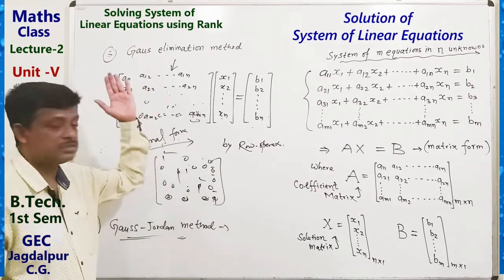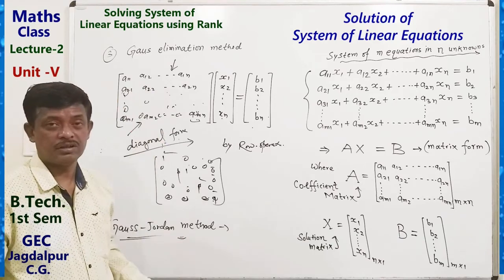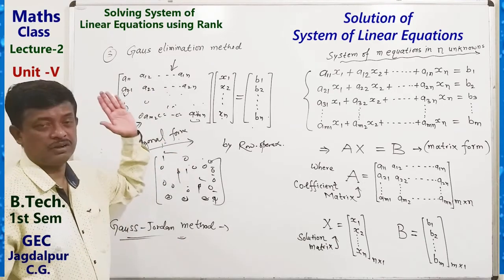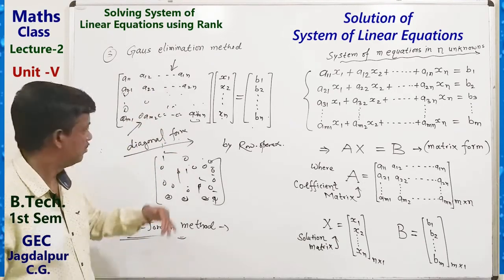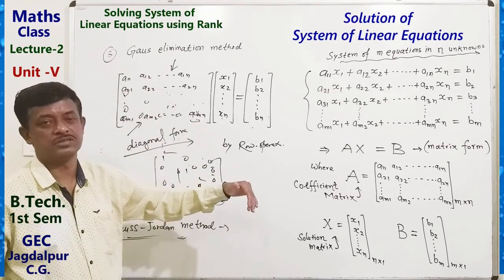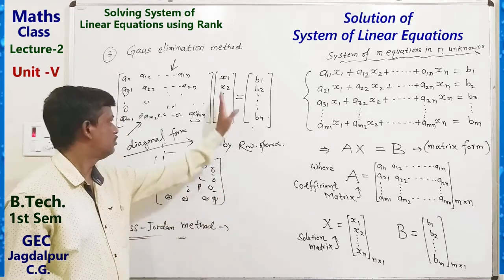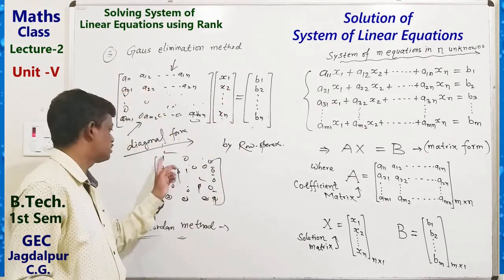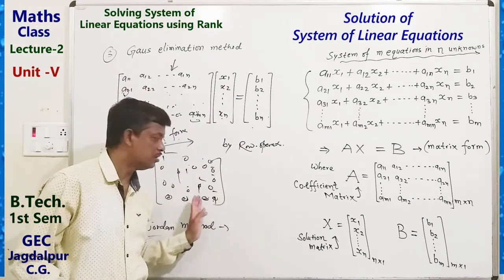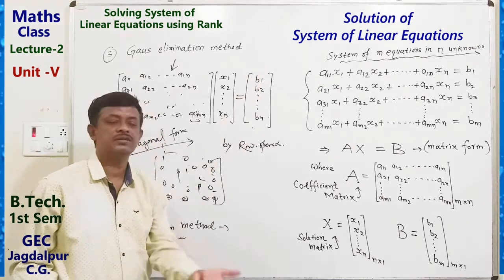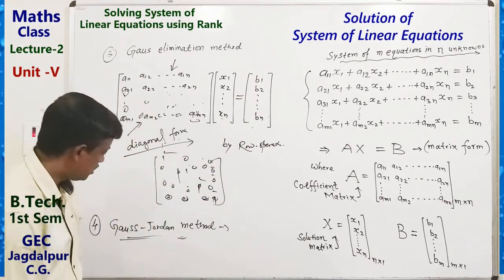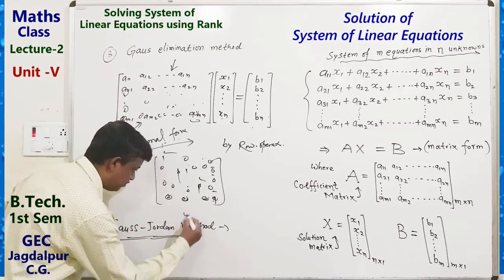Back substitution is not required. We can get the value of the unknowns directly, because for the diagonal elements we can get first x1, then x2, then x3, then x4, and the converted value is the solution. This is the Gauss-Jordan method.